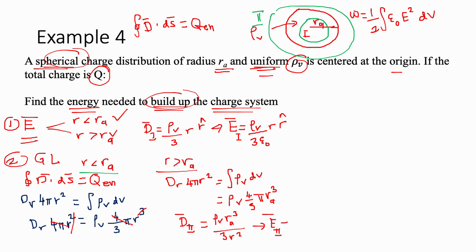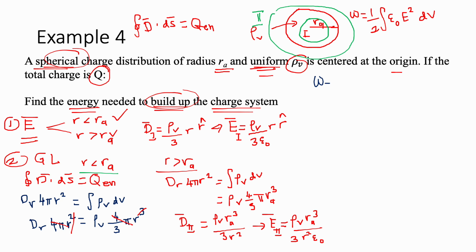You will get equals to, you just have to add epsilon naught. R A cubic over 3R squared epsilon naught. Okay, so now we have determined all the D and the E. So we want to determine the W, the work or the energy density.